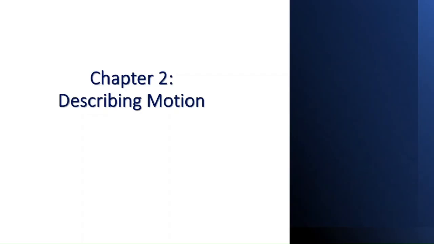Now, here's a quick question for you. Which branch of physics deals with motion? The answer is mechanics. So, in this chapter, you will learn how to describe motion clearly using concepts like position, distance, displacement, speed, velocity, and acceleration. We will also see how graphs and equations help us tell the story of motion.